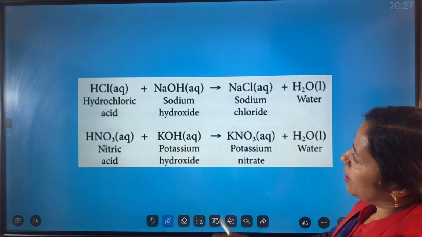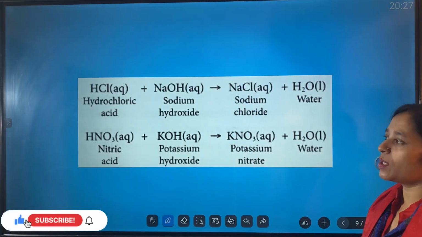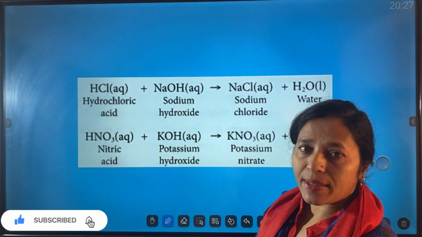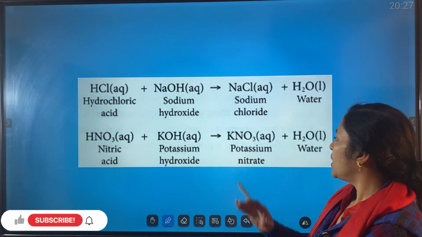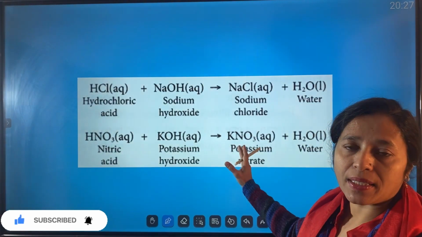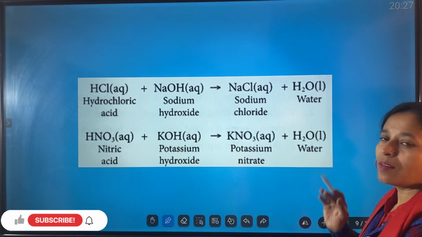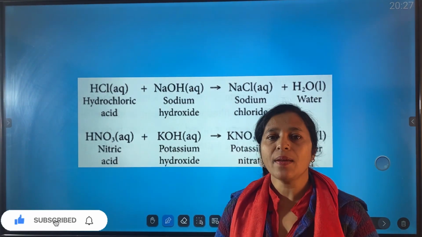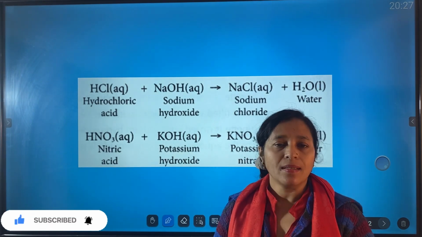So examples हैं, आप देख सकते हैं. This is HCl, NaOH, it reacts, it gives you NaCl water. Then the other example is HNO3, it is also an acid, nitric acid. So when nitric acid reacts with potassium hydroxide, it gives you what? Potassium nitrate. And what is potassium nitrate? क्या होता है? It is a salt. So potassium nitrate plus water. So these are the examples. So students, आप इन examples को याद कर लीजिए और इसकी practice कर लीजिए so that you can write in the form of examples in your exam.